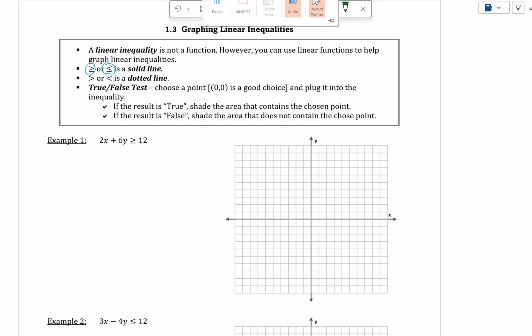So this is going to be a solid line because we're including the line in our answer. And so I'm going to treat it like graphing a line. Since this is in standard form, we're going to use the x and y intercepts. So our x-intercept is when y is 0, so that term is not there, and we're going to divide by 2. So x equals 6 is my x-intercept. So I'd go to 6 on the x-axis.